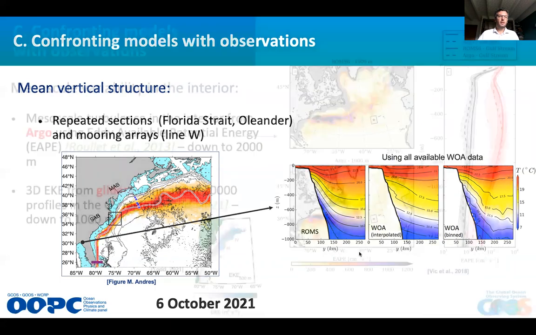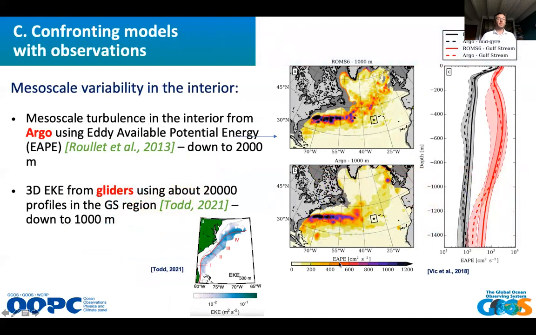Now, if you also want to quantify the mesoscale variability in the interior below the surface, it's possible at least down to 2000 meters. For example, you can use observations from the Argo floats and compute diagnostics such as eddy available potential energy. This is something related to the vertical displacement of isopycnals, and comparisons between models and this Argo dataset are very useful to provide some vertical structure of the mesoscale variability and help characterize different types of regimes.